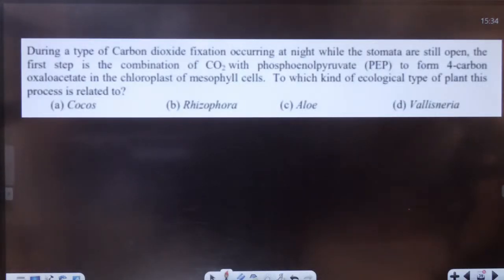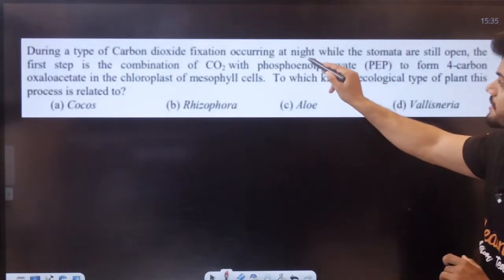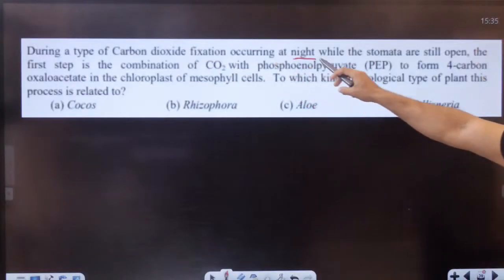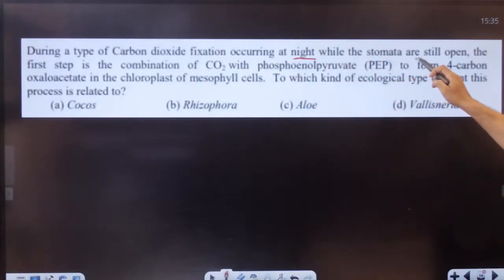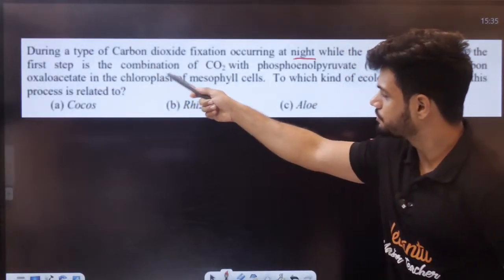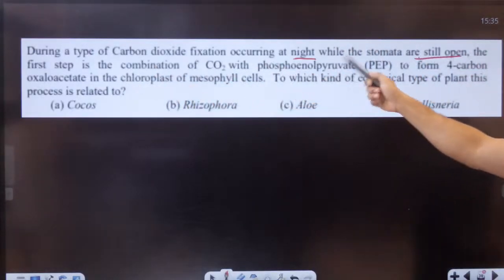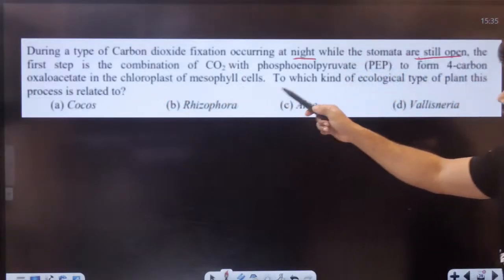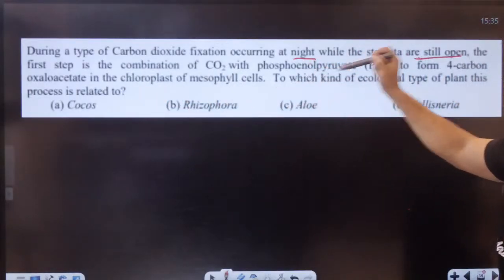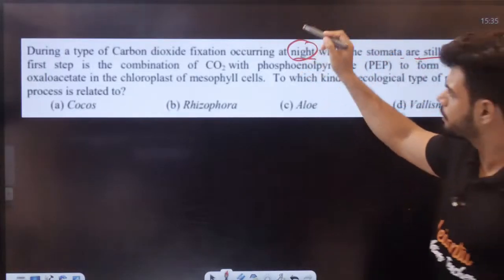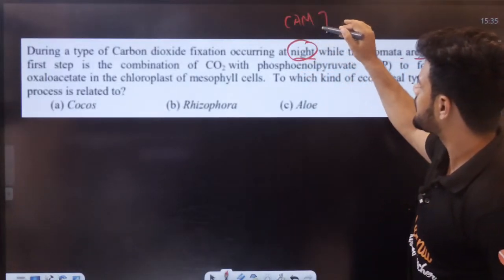During a type of carbon dioxide fixation occurring at night, students, the CAM pathway, all of you know the CAM pathway, right? Carbon dioxide fixation occurs at night while stomata are open. The first step is the combination of CO2 with phosphoenol pyruvate to form 4-carbon oxaloacetic acid in the mesophyll cell. So they are talking about what? At night time, when the stomata are open, we are talking about the CAM pathway.